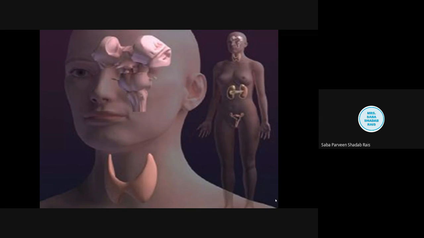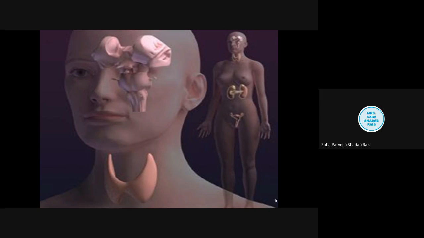Students, the point to remember: the most important function of the hormone is that it has to maintain the homeostasis of the body. Apart from that, hormones control the body's metabolism, body's growth, and sexual development. These are the important functions controlled by hormones.